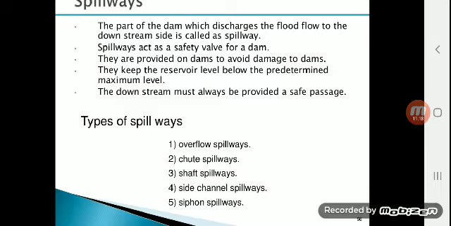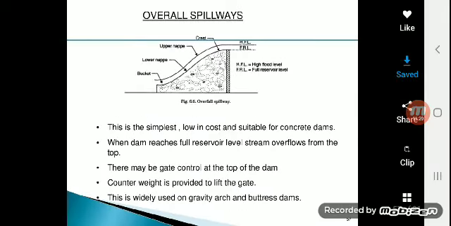So these types of spillways can be used there. Overflow type is there, chute type is there, shaft spillways are there, side channels are there, siphon spillways are there. So let's discuss them.